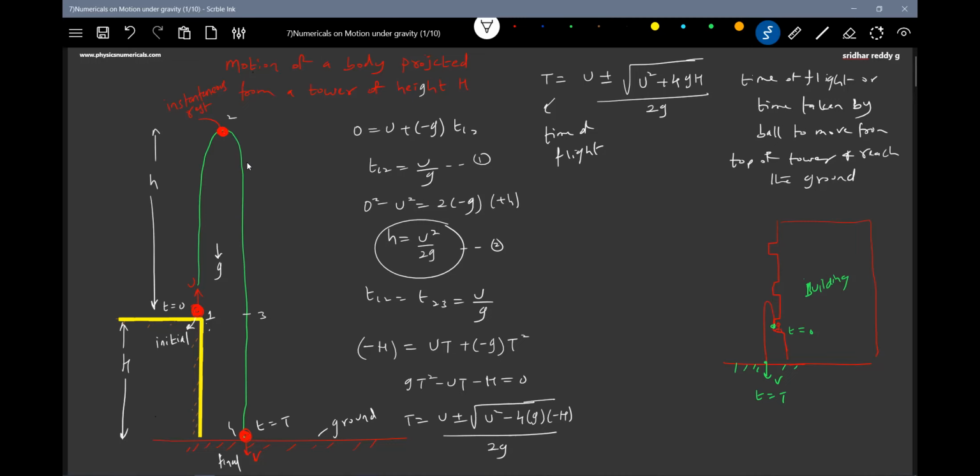With what speed will it strike the ground? That we will also calculate: v squared minus u squared equals 2 times minus g times minus h. Very, very important, I'm really interested.